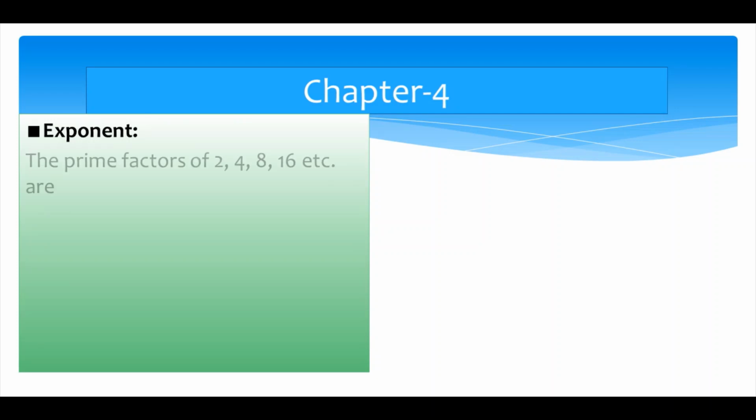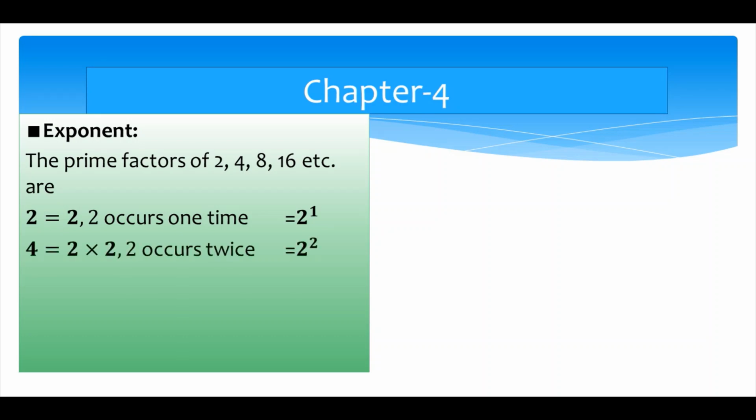Exponent. The prime factors 2, 4, 8, 16, etc. 2 is equal to 2. 2 occurs one time. You can see 2 occurs one time in here. 4 equals 2 multiplied by 2. That means 2 occurs twice in here. And we will write like this.